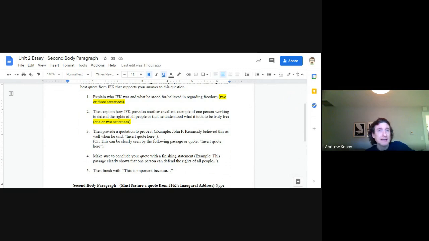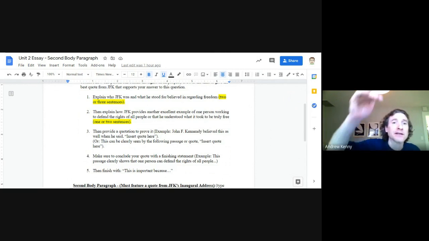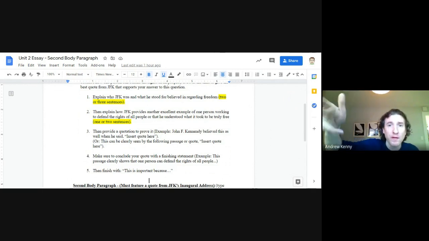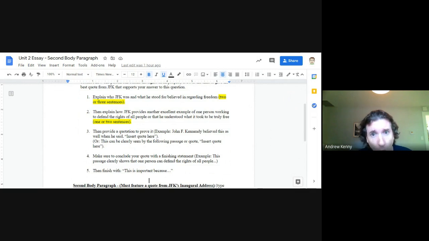So again, five steps for this paragraph. First thing, explain who JFK was and that he was a freedom fighter. Boom, two or three sentences. Two, explain that JFK is a perfect example to give for this because he understood so well what it was to fight for freedom. Boom. Then give your quote. Consider the following quote from the speech. Then explain that quote. This quote clearly shows. And then finish it off with, this is important because. And once you have that done, which should take you about 20 or 30 minutes, you're done with body paragraph number two. But remember what I said.